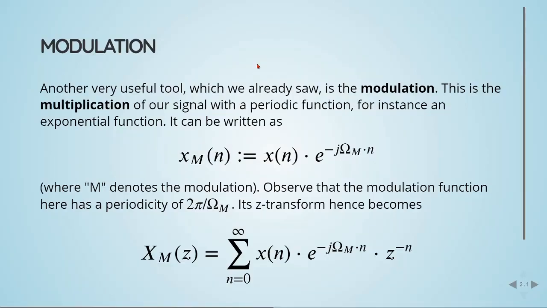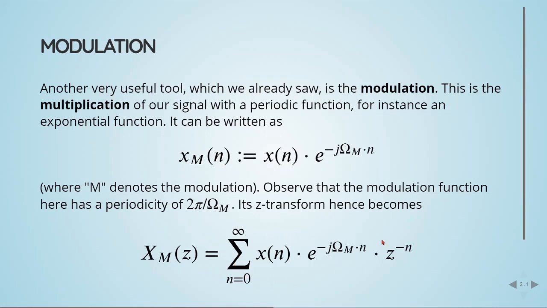Another very useful tool, which we already saw, is the modulation. This is the multiplication of our signal with a periodic function, for instance, an exponential function. It can be written as the multiplication of our signal with an exponential function, where capital N denotes modulation. Observe that the modulation function here has a periodicity of 2 pi divided by capital omega n. Its z transform hence becomes this summation here, n going from 0 to infinity.